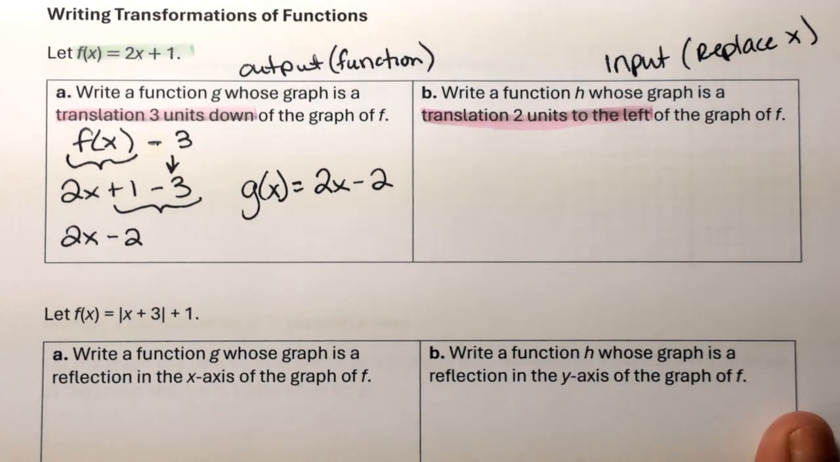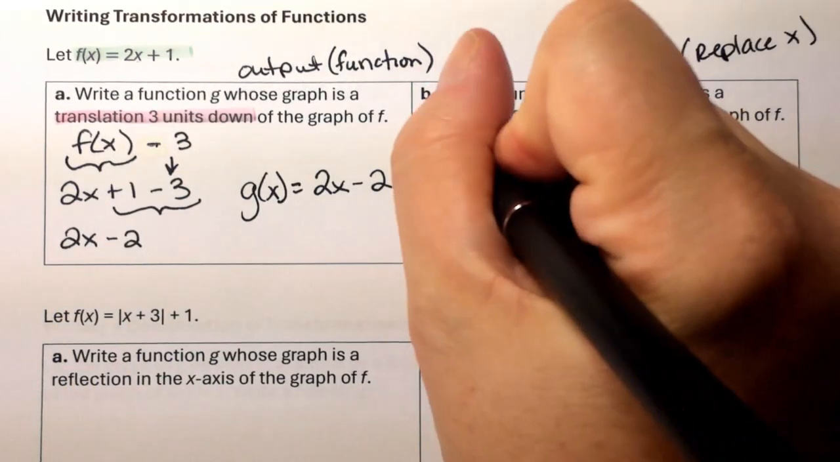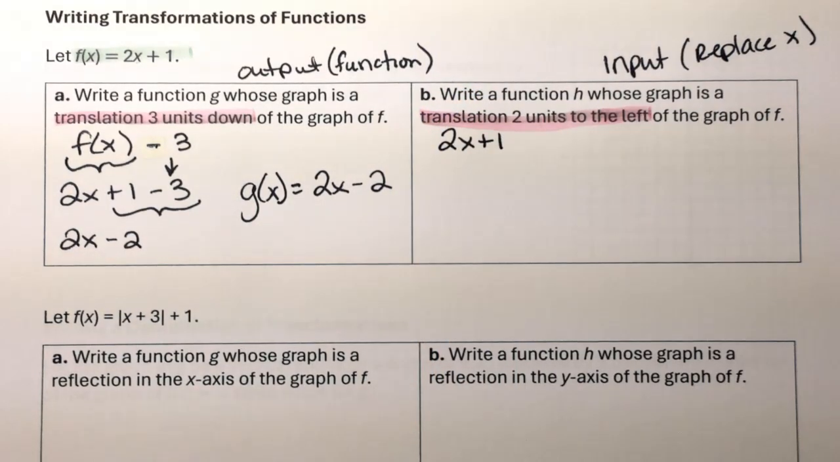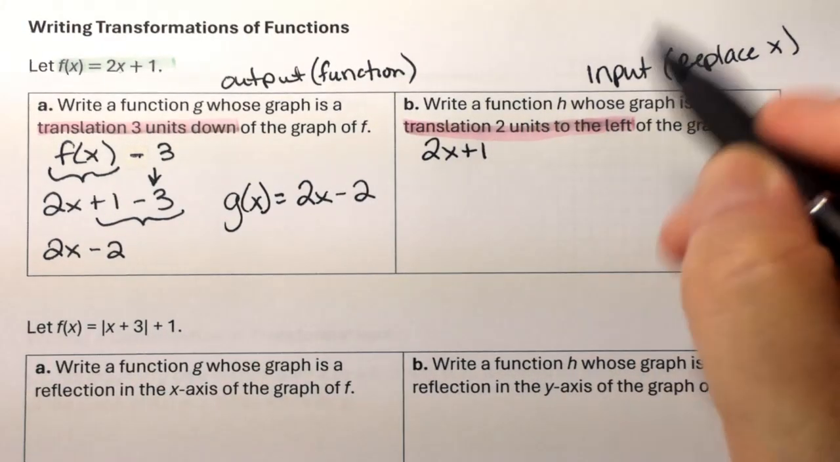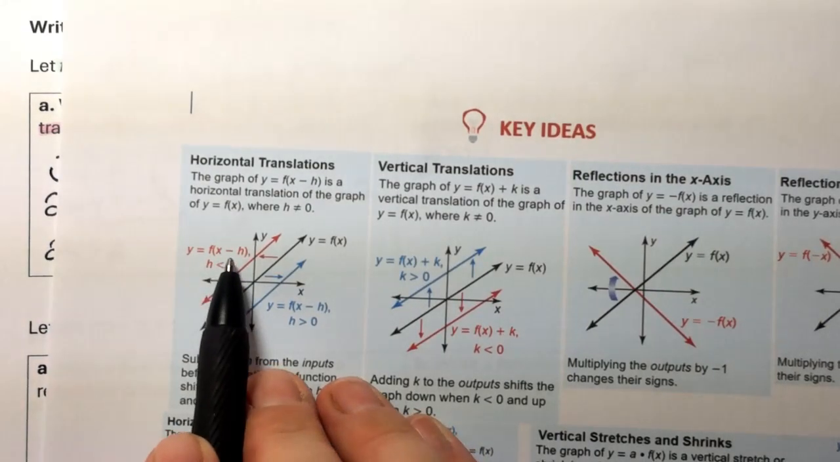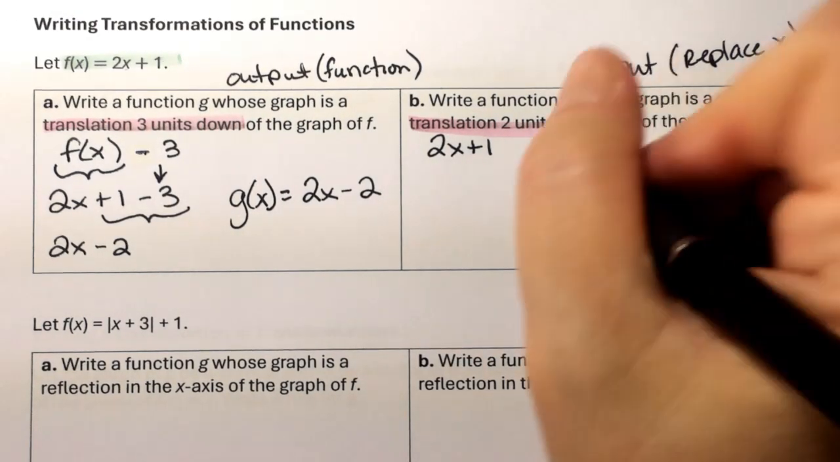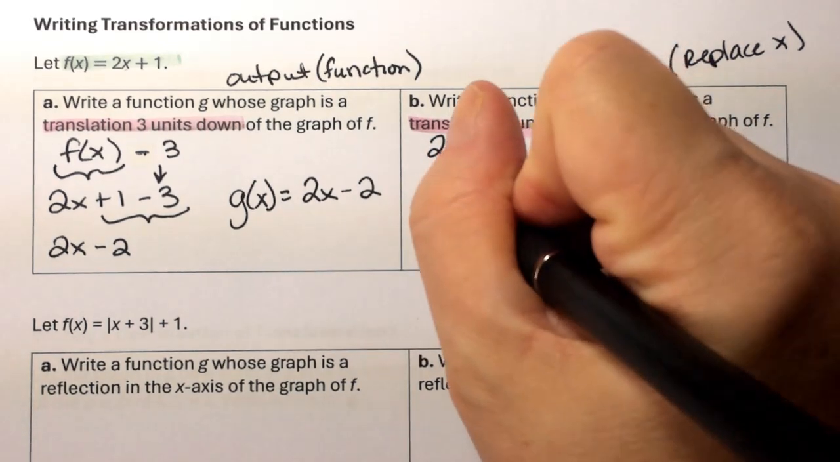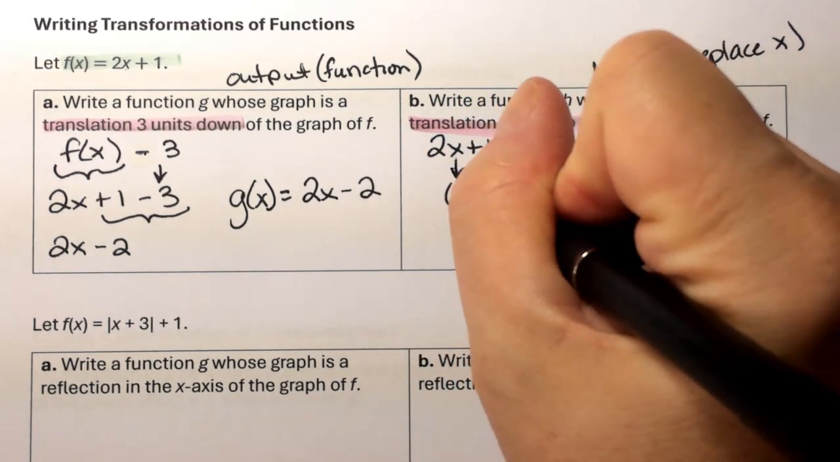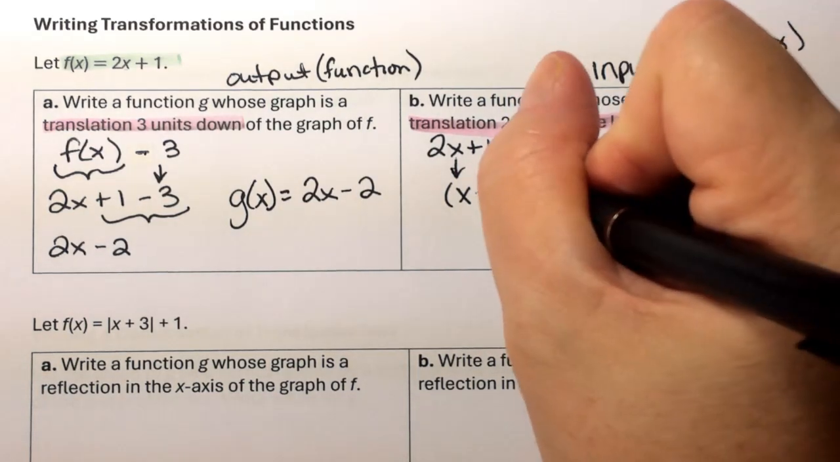All right, so Ms. Gill, what do you mean by that? Well, let's write it down. We're going to write down our function, 2x plus 1. All right, but we are going to replace x. In this case, we want 2 units to the left. So now keep in mind that the formula is x minus h. So we are going to replace x with x minus, now because we're going to the left, it's -2.